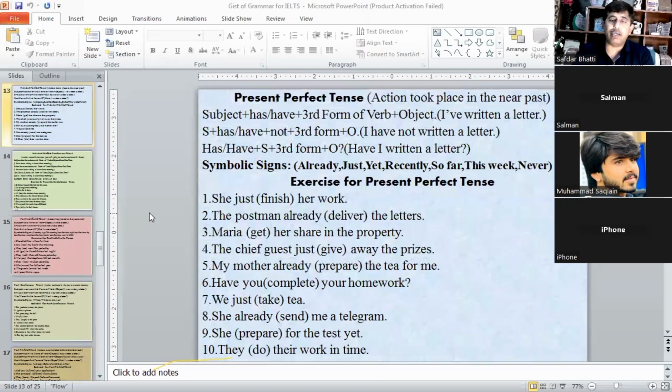Okay, what the present perfect tense is? It tells us about the action took place in the near past and structure is subject, has, have, third form and object. I have written letter, I have not written letter, and have I written letter. The symbolic signs are already, just, yet, recently, so far, this week, and never. Okay? And these are some exercises which you will have to do yourself.